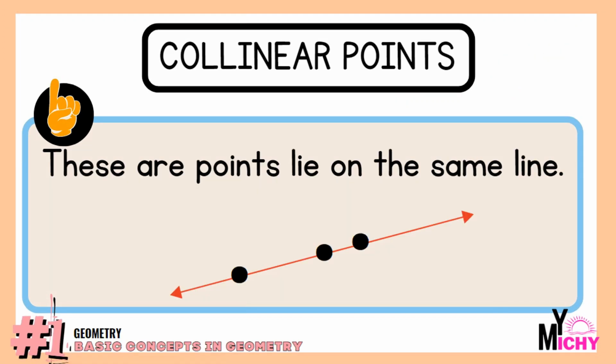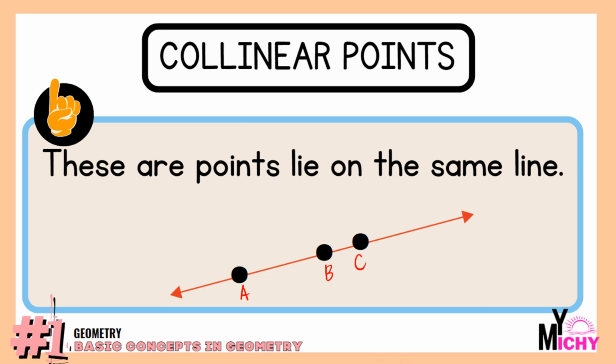Next is collinear points. These are points that lie on the same line. So for example, we have here point A, point B, and point C. So these are collinear points. Why? Because they lie on the same line. So we have here this line. Point A, point B, and point C are collinear points.